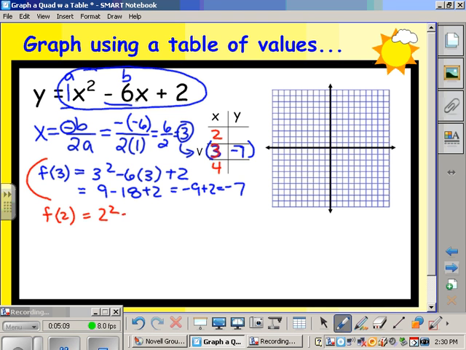So we'll have 2 squared minus 6 times 2 plus 2. And that would give us 4 minus 12 plus 2. And 4 minus 12 is negative 8. And negative 8 plus 2 is negative 6. So I'm going to put that up with the 2 in the table. So one other point we're going to graph is (2, -6).